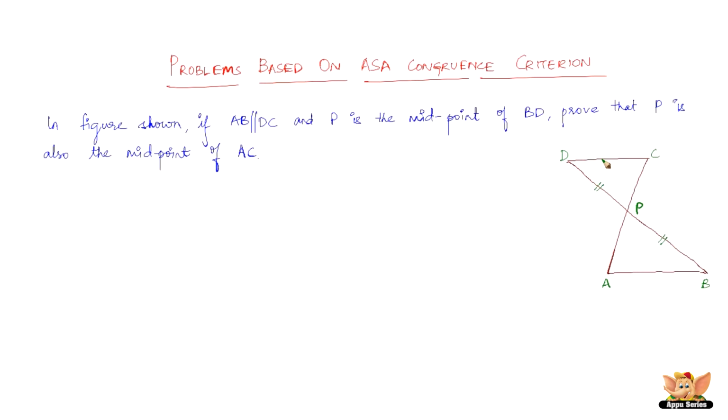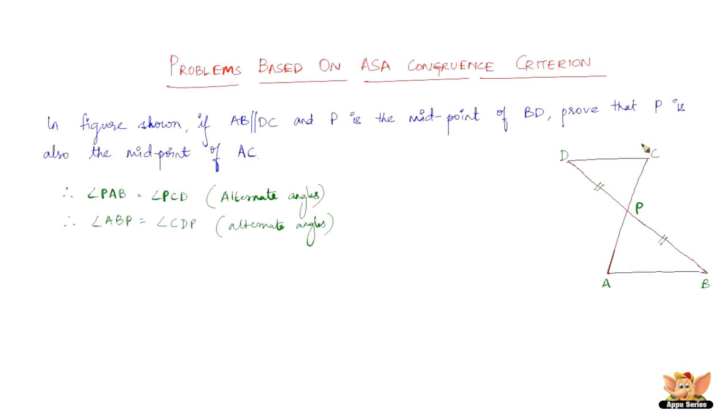Since AB is parallel to DC and transversal AC cuts them at A and C, we have angle PAB equal to angle PCD. Why? Because alternate angles. And similarly, AB is parallel to DC and transversal BD cuts them at B and D respectively. So therefore, we again have, this time it's a different one, angle ABP equals angle CDP. Why? Because even they are alternate angles.